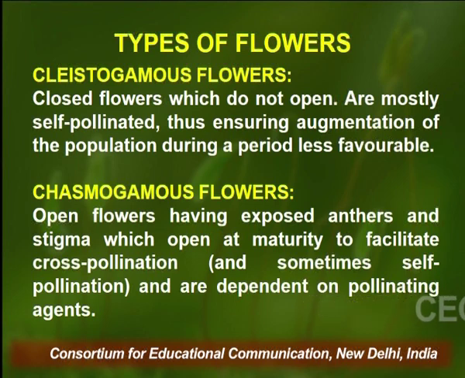The flowers which expose their anthers and stigma, which open at maturity, are called chasmogamous flowers. Now a chasmogamous flower has an option to either be pollinated itself, that is, it can be self-pollinated, or it can even depend on some external agencies for pollination.